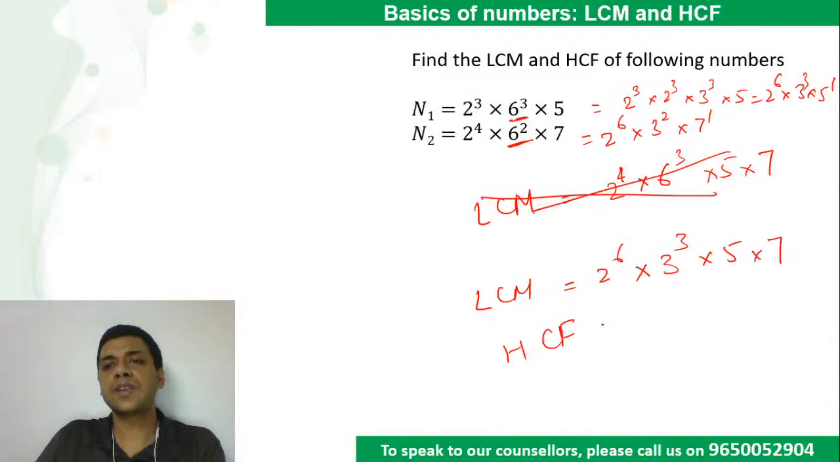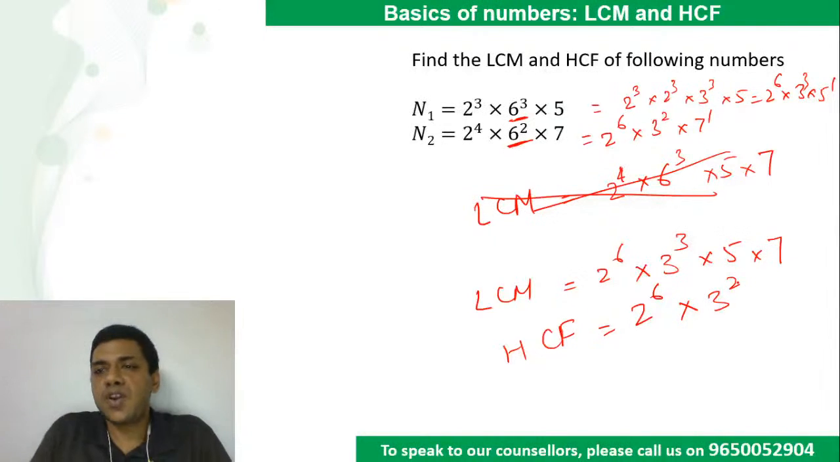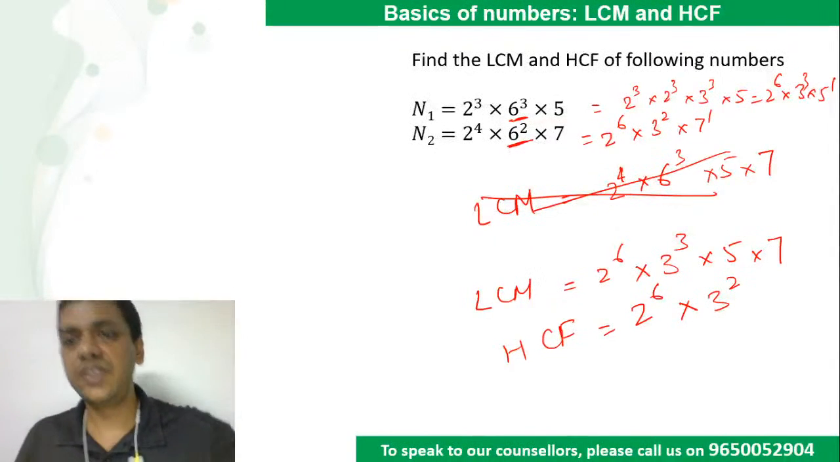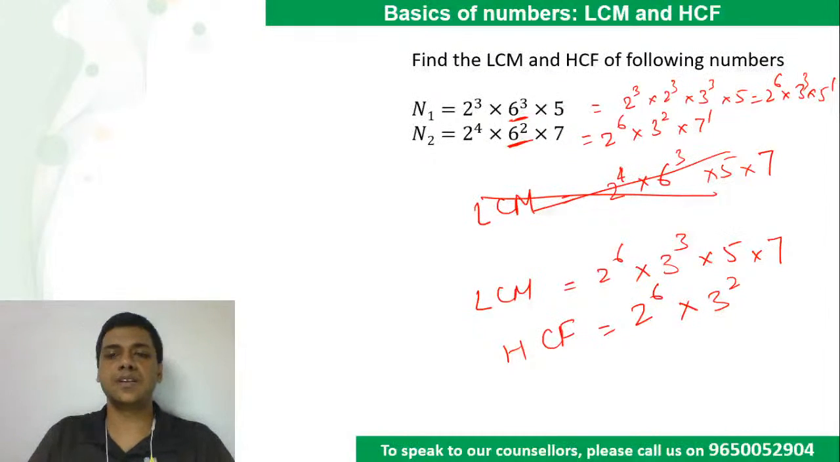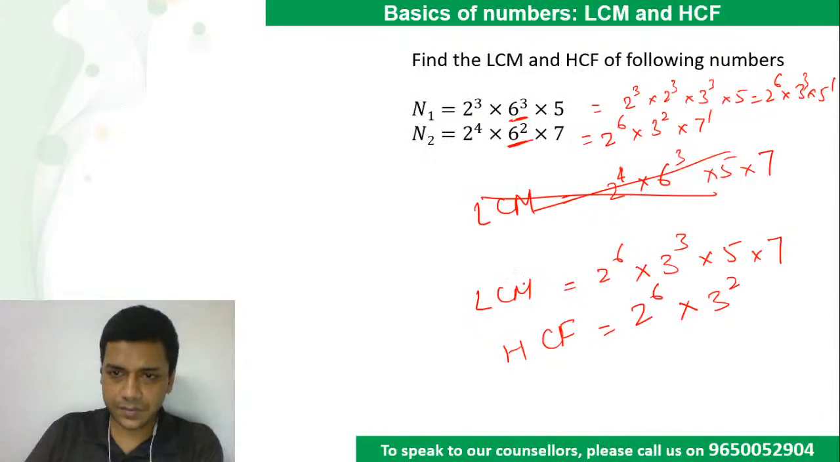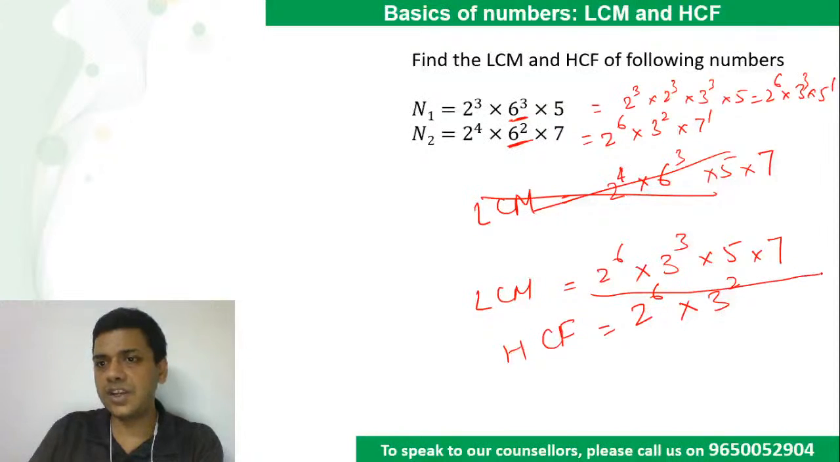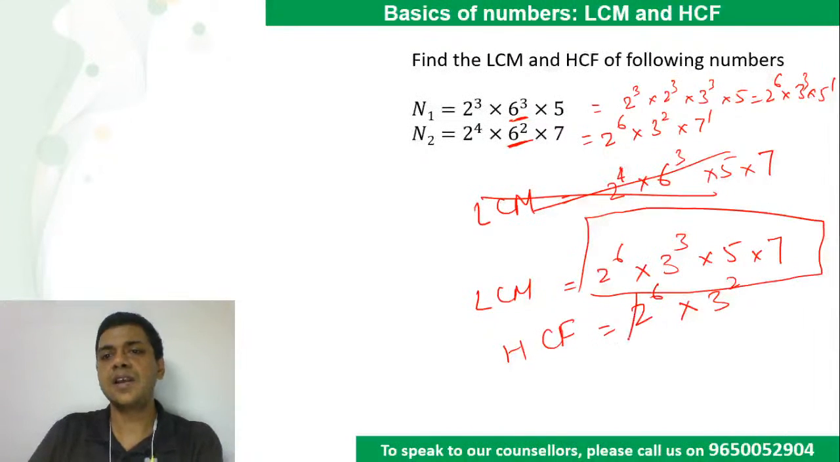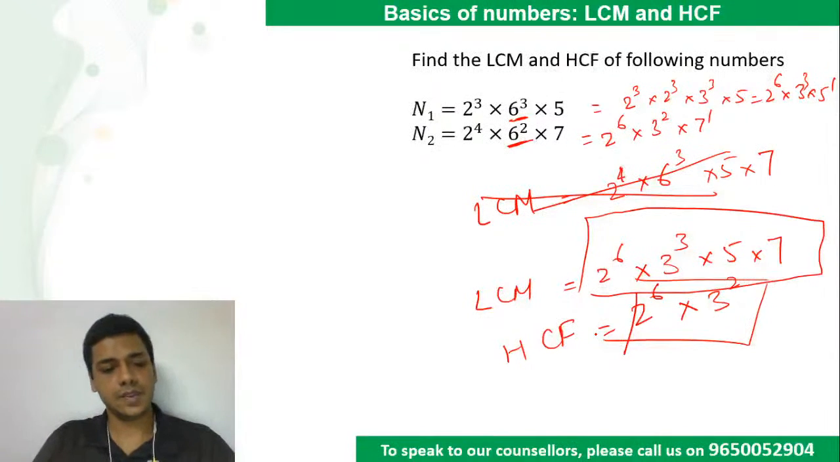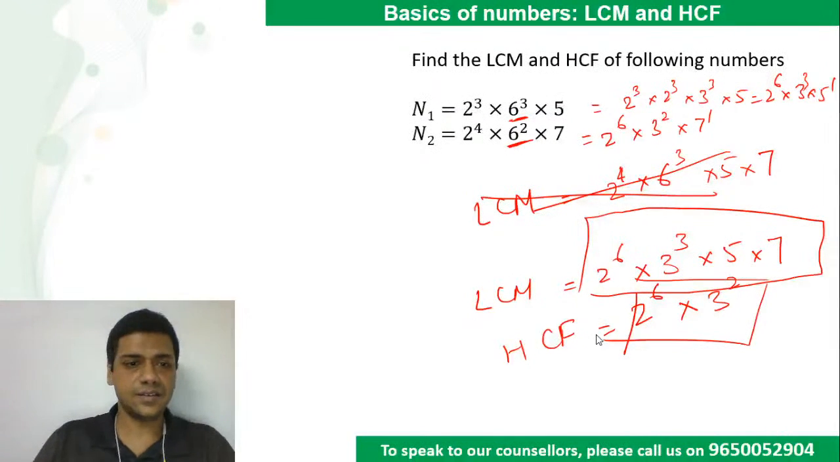And my HCF would be lowest power of each and every prime number. So lowest power of 2 is 6 and lowest power of 3 is 2. Lowest power of 5 and 7 will remain 0 each, which makes it 1 1. So my LCM is 2 raised to power 6 into 3 raised to power 3 into 5 into 7. HCF is 2 to the power 6 into 3 raised to power 2. Hope it makes sense.